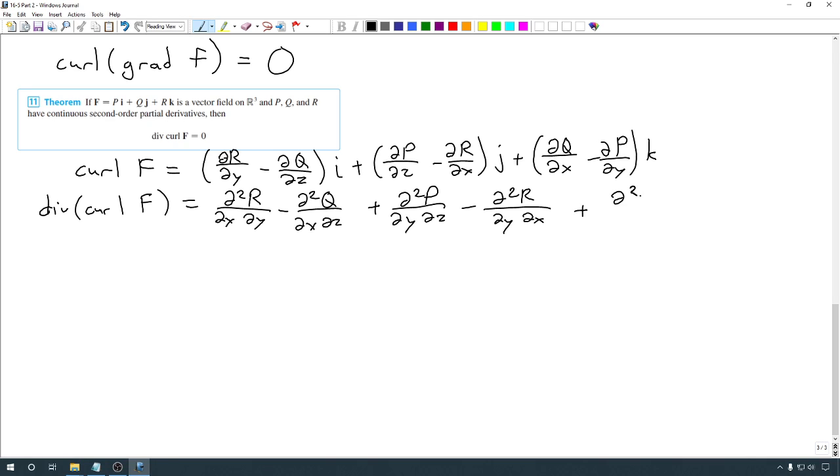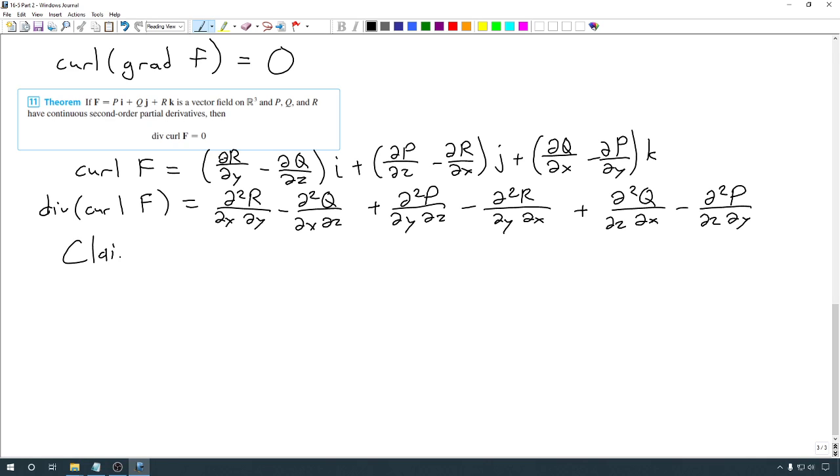And then we have the second derivative of q with respect to x and then z, minus the second derivative of p with respect to y and then z. And note here we have the second derivative of r with respect to x and y, and the second derivative of r with respect to y and x. Those are both equal to each other because, since we have continuous second derivatives, Clairaut's theorem comes into play.